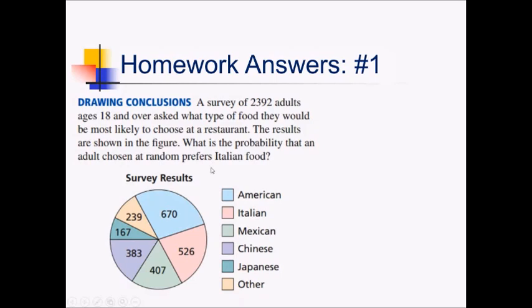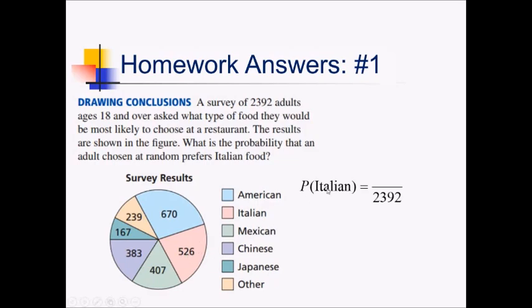Okay. Well, our probability is, this is more of an experimental probability. We can't really do a theoretical one, but it's basically going to be something divided by our total of 2,392 adults. So something over that is going to give us the probability that a person randomly picked likes Italian. So we just need to figure out how many people actually said Italian in this pie chart. Italian is this color right here, this kind of pinkish color.